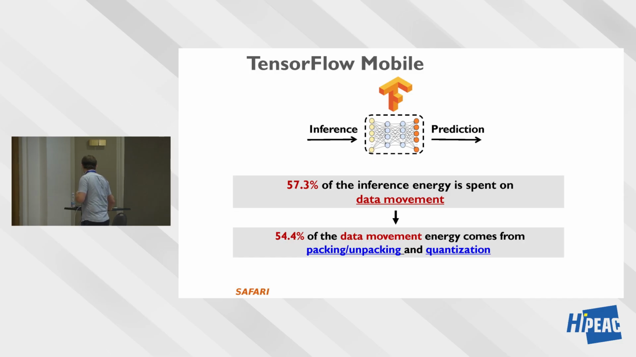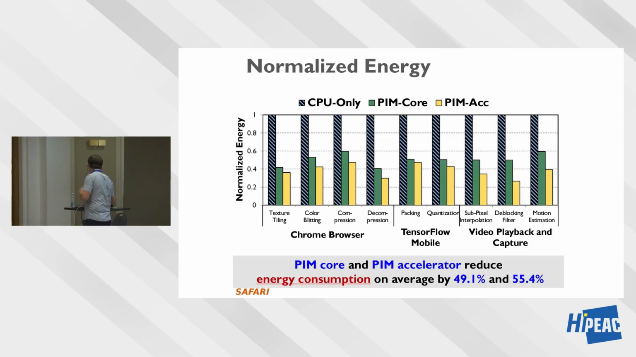If you think about these functions, they are relatively simple. Quantization is really chopping off some bits, but it's very data intensive while the computation is very simple. I mean, it's a little bit more than chopping bits, but packing and unpacking is really reorganizing the data, and the computation is also very simple there. So if you offload this sort of computation, this is what you would get. These are function-based energy evaluations. For example, in the Chrome browser, we offload compression and decompression to memory. In TensorFlow, I already mentioned that.